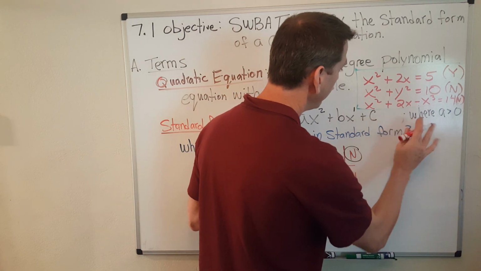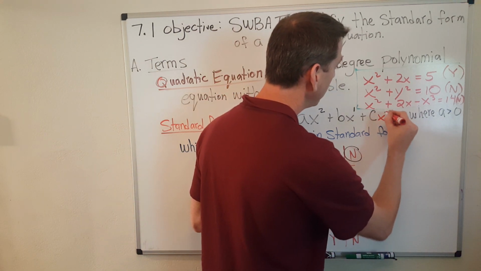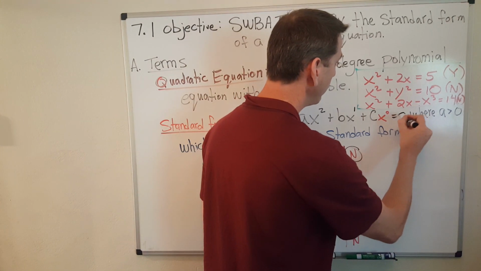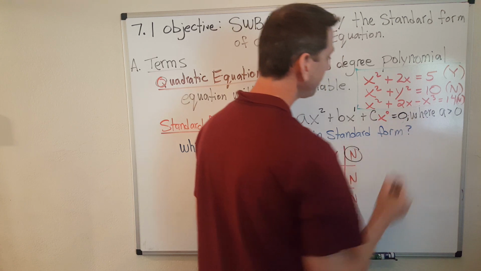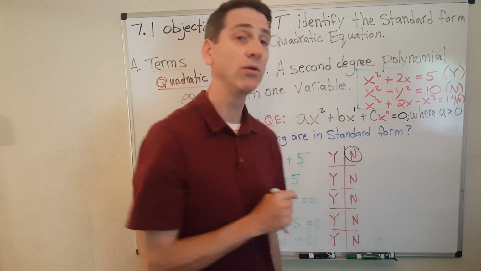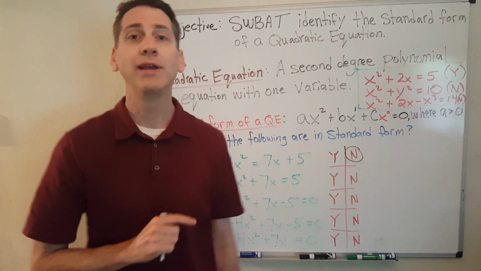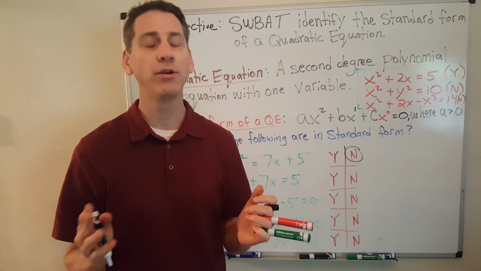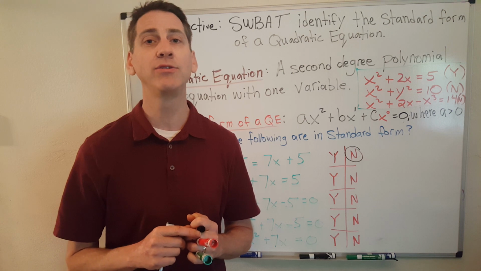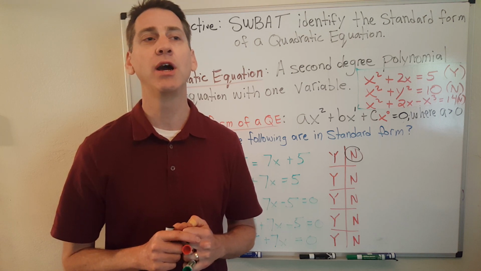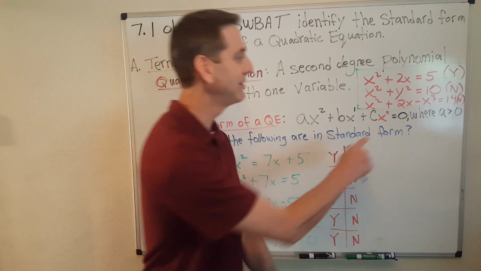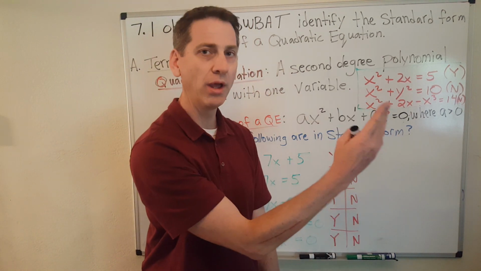I'm just going to put an x to the 0 there, equals 0, all right? What is x to the 0? Well, anything to the 0 power is 1. 2 to the 0 is 1. 3 to the 0 power is 1. 1500 to the 0 power is 1. Okay, so x to the 0 power is 1.